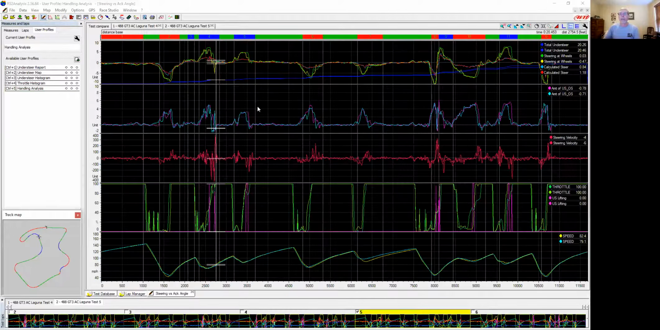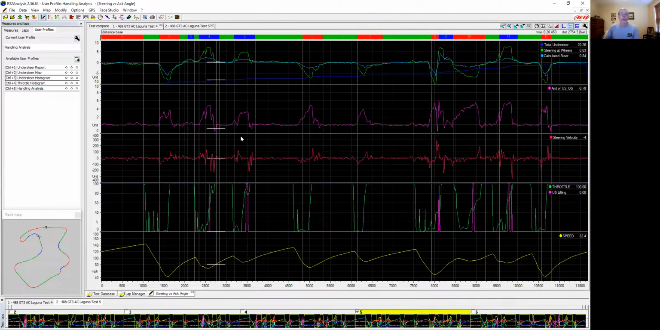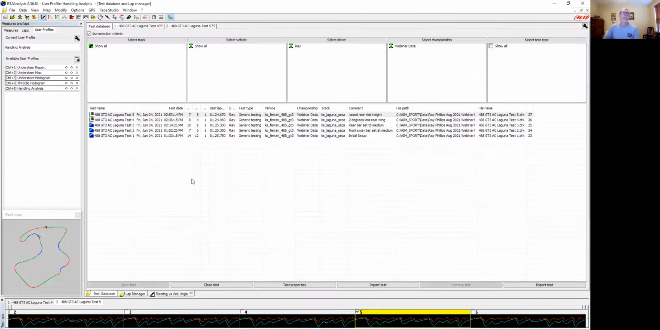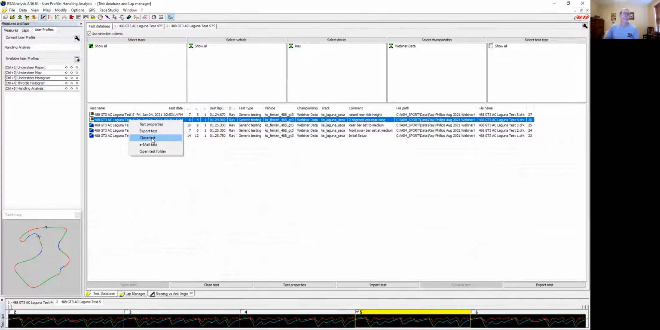My handling analysis. So here's test 4, and we saw the lifting here, a little bit of lifting there. But now only 2 times. So that's good. I can continue to make changes with this car, but this is where we're stopping. But what I will do is compare to the very first session and show what those differences are now.